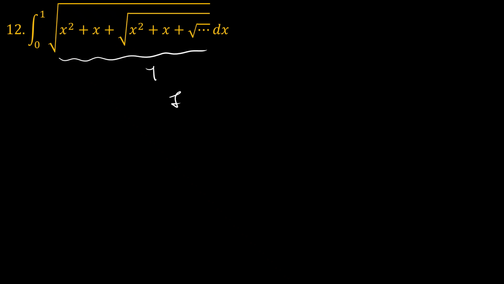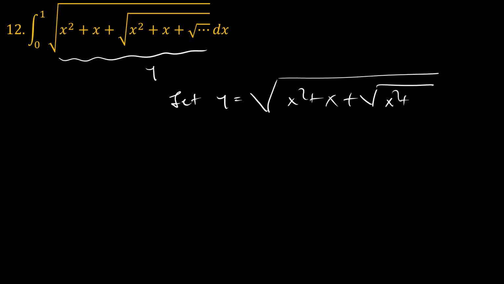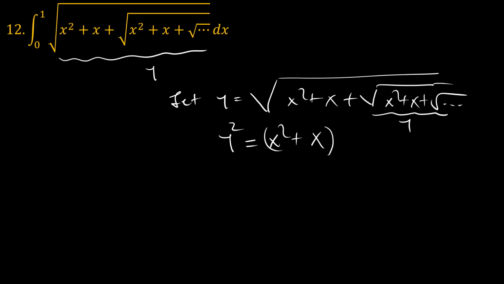So if we say let y be equal to the square root of x squared plus x plus the square root of x squared plus x plus square root of, that means that when we square both the right hand and the left hand side, we have y squared being equal to x squared plus x plus y. Notice this is also y, and so we have x squared like that.